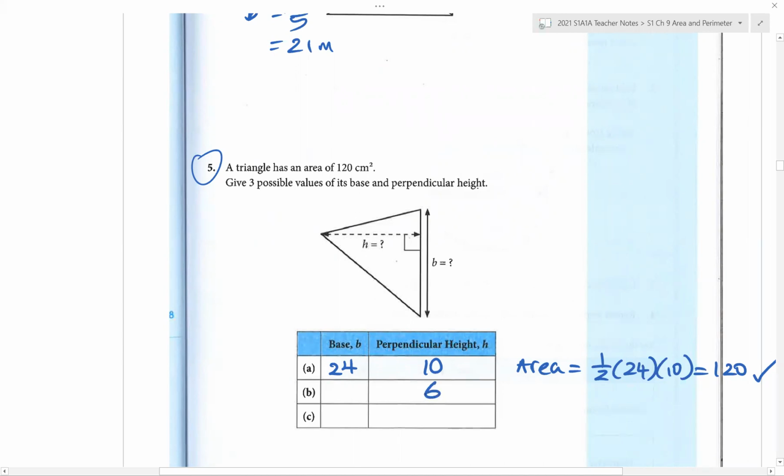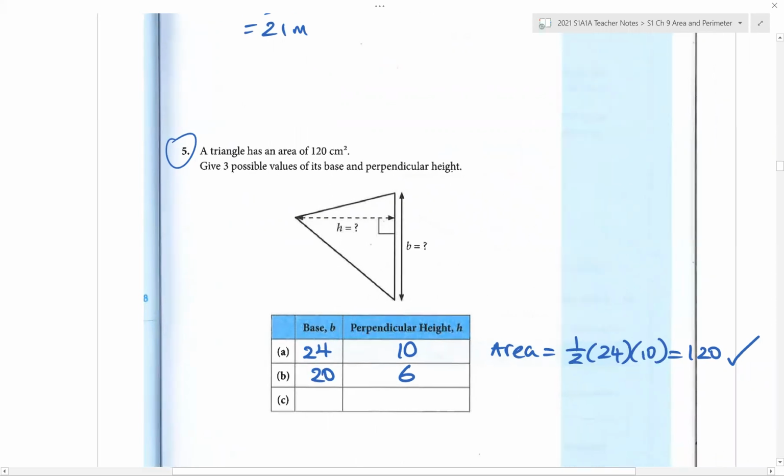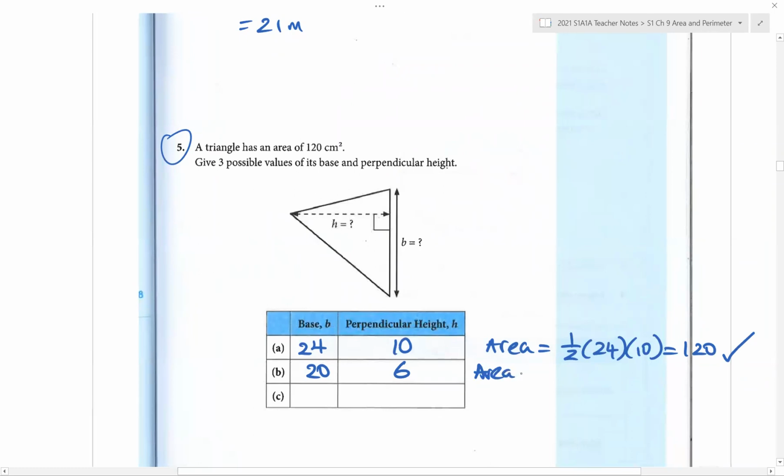I heard 6. What is the base? 20. Like this. Let us confirm it. Area half times 20 times 6. Does that give us 120? Okay, try again. Change one of the numbers.